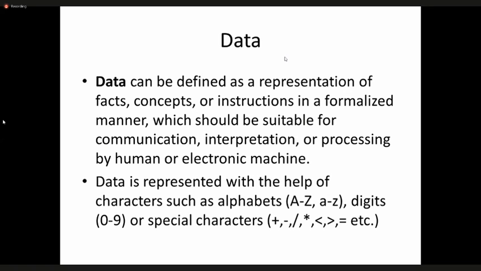Then when we represent data with the help of characters of the alphabet, as an example, capital A to Z or simple A to Z. Then we can represent it using digits 0 to 9 or special characters. That's how we can represent data.